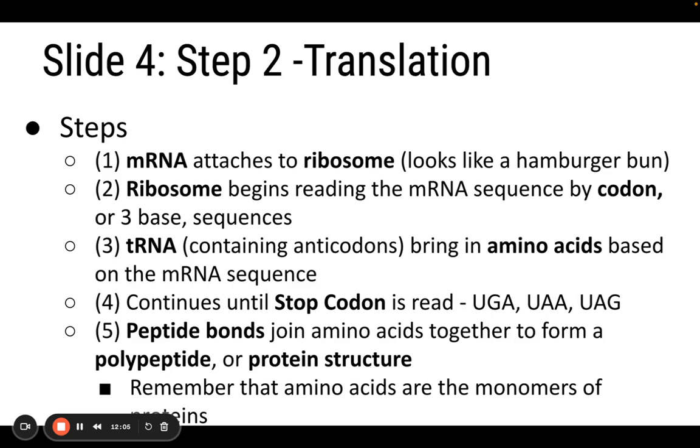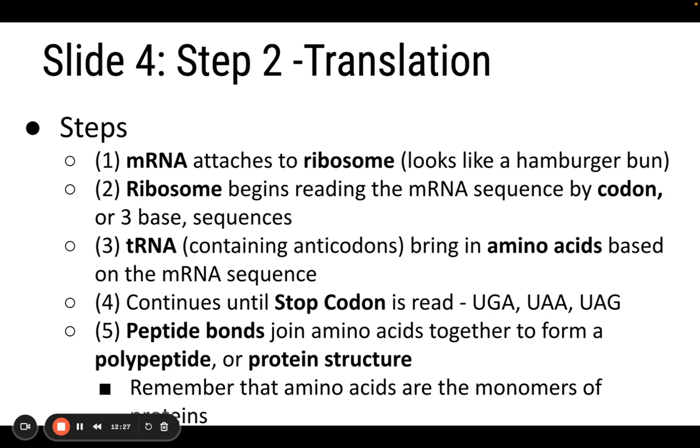This process continues in the ribosome until the stop codon is read. There are 3 different stop codons in the mRNA sequence, and essentially that will stop protein synthesis and allow the messenger RNA to be released from the ribosome and the protein to continue folding and bonding so that it can carry out its important function in the cell.